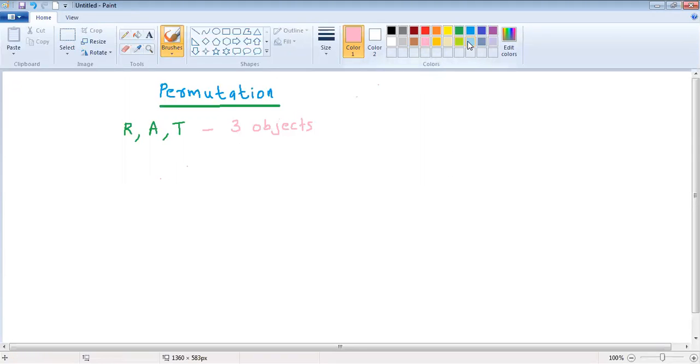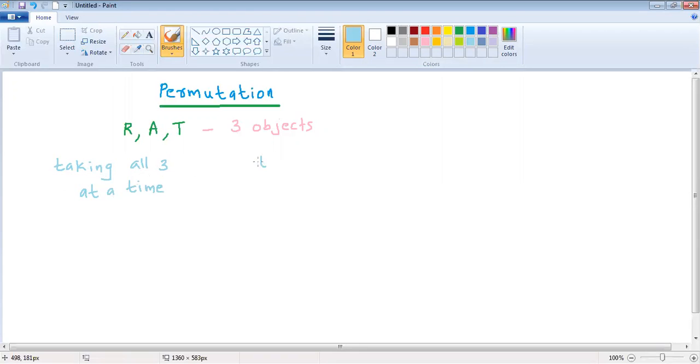So now, out of these three objects, you can take all the three at a time. You can take two at a time. You can take one at a time, and you can take none. There are four situations. Taking all three at a time.